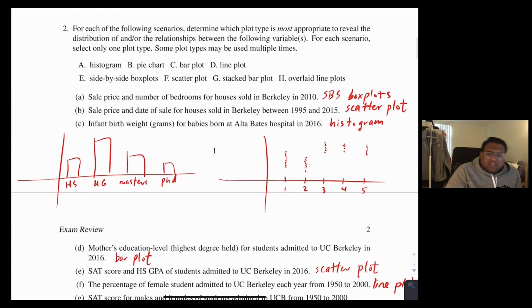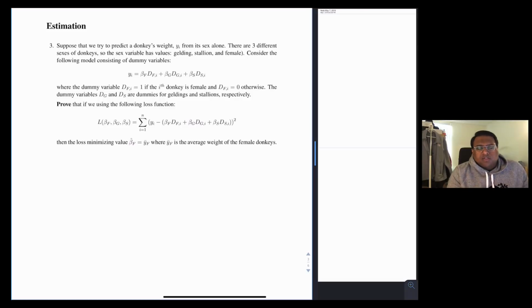And I think that wraps up number 2. Okay, so now let's move on to number 3, which deals with estimation. And so we're told that suppose we want to predict a donkey's weight, yi, from its sex alone. And there's 3 sexes of donkeys. So a donkey sex could either be gelding, which is G in this case, stallion S, or female F.